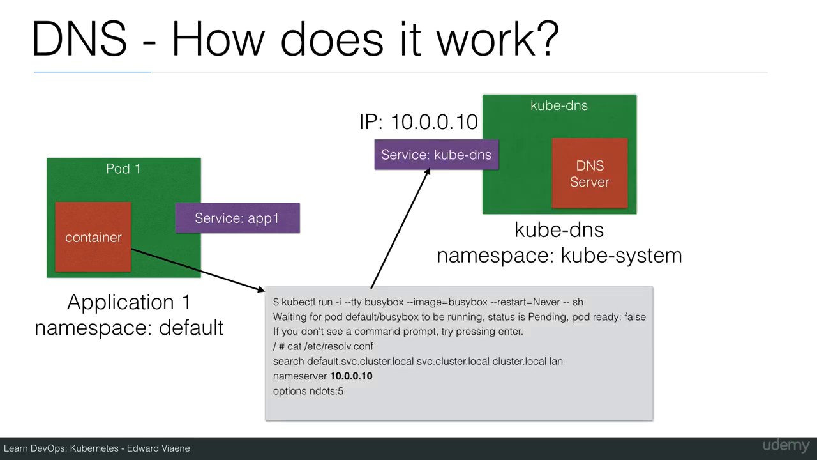So how does this DNS really work? Let's say that we have a pod, pod 1 on the left, with a container. We can start this container using kubectl run busybox. We're going to run the image busybox, which is just going to give us a shell. And if you use cat to show the contents of /etc/resolv.conf, you can see that the name server points to 10.0.0.10, which is the DNS server. And the DNS server is kube-dns running in another pod, exposed as a service with IP address 10.0.0.10.